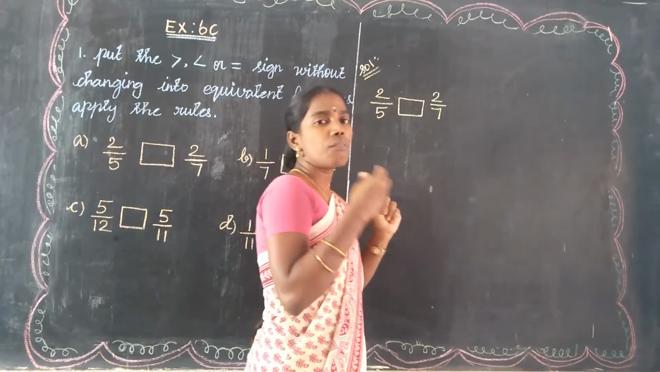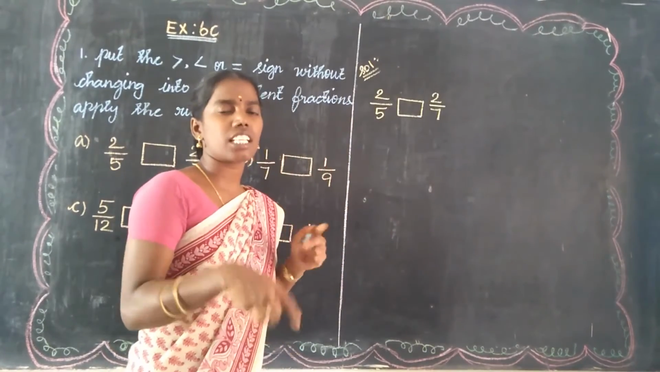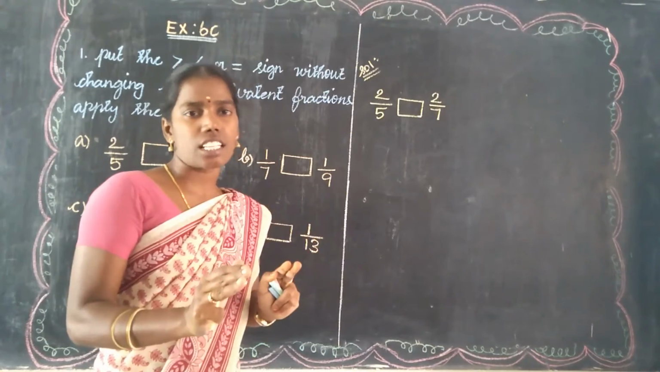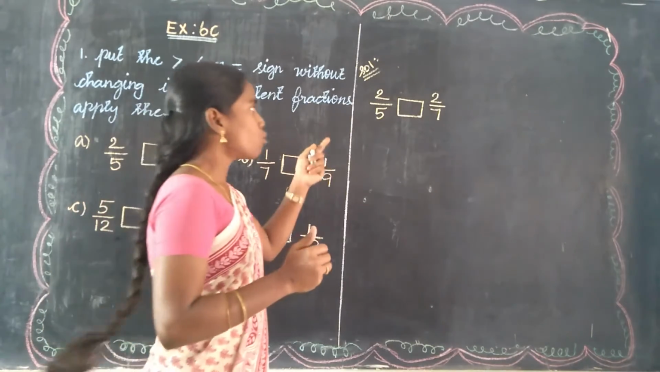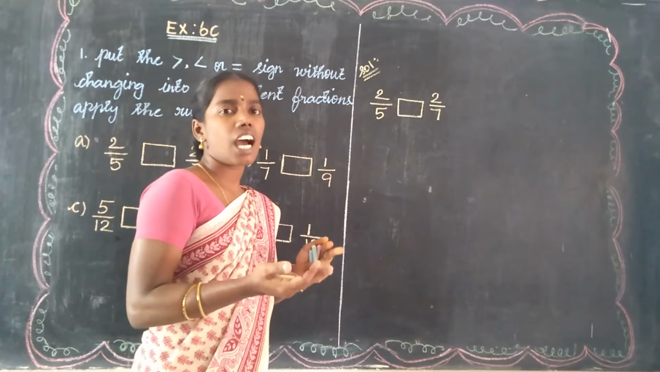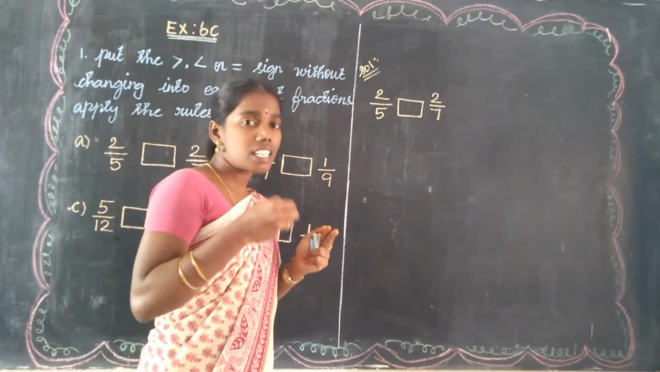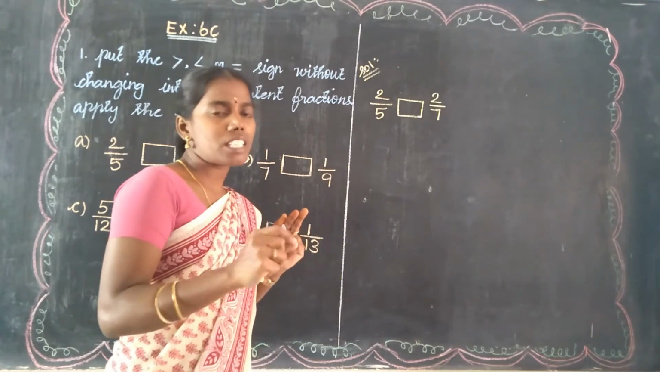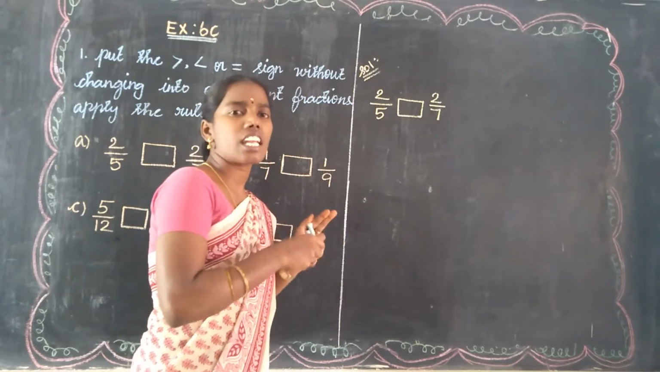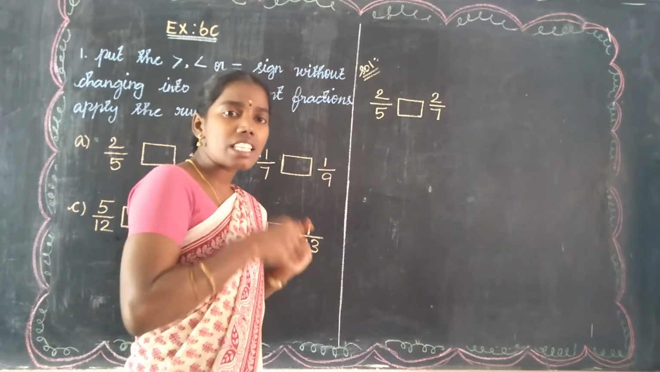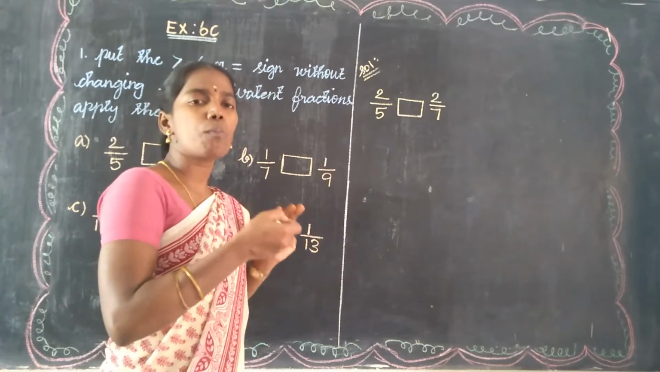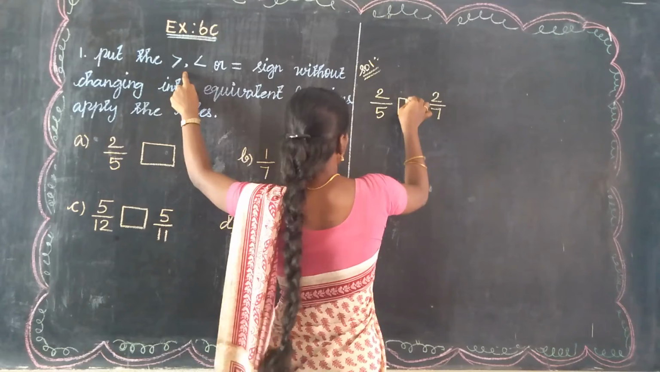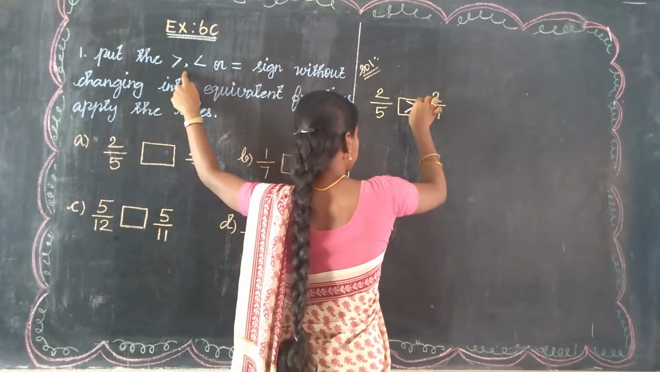In fractions, when the denominator value is higher, the value of the fraction reduces. So between 2 by 5 and 2 by 7, which is the greatest value? 2 by 7 is the smallest value and 2 by 5 is the highest value. So the symbol to use is greater than, as this value is greater.